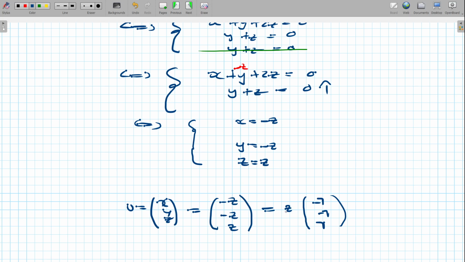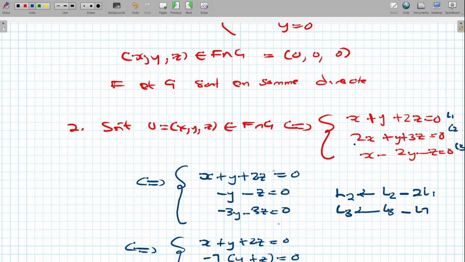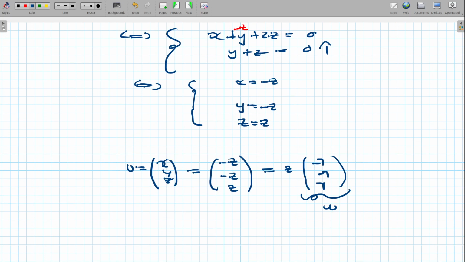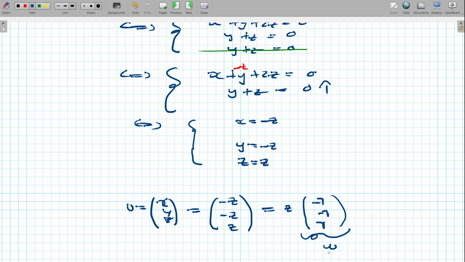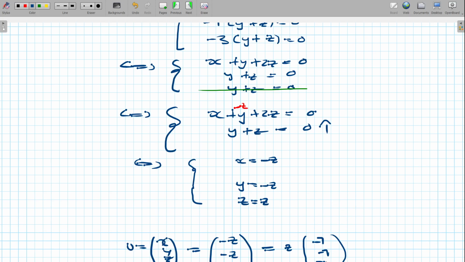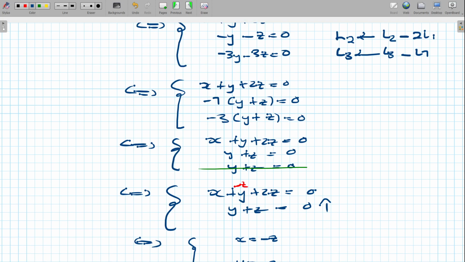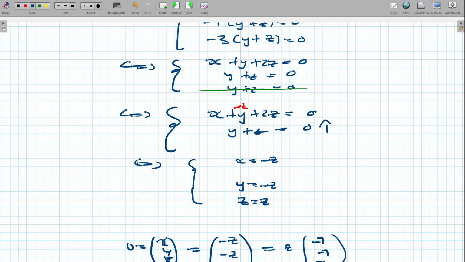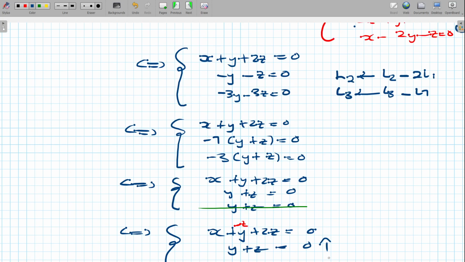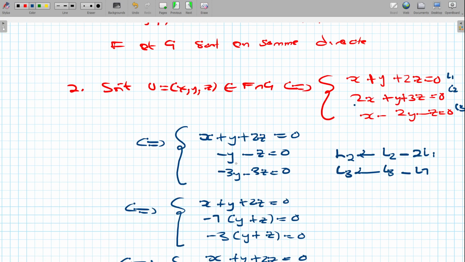Okay, so you can see that this vector that I've written here, let me just call it w, is one solution. There are many solutions. Okay, it's a possible solution. This vector w is a possible solution of this system that we have here. Let's check. So let's check if this is a solution. All you have to do is to get these values and plug them in here.